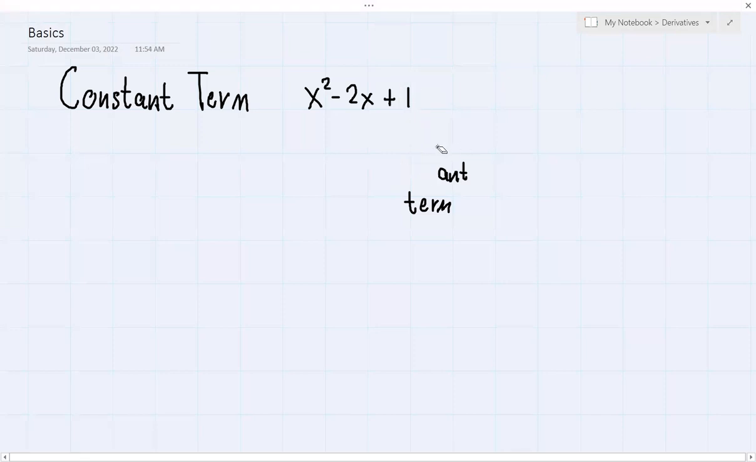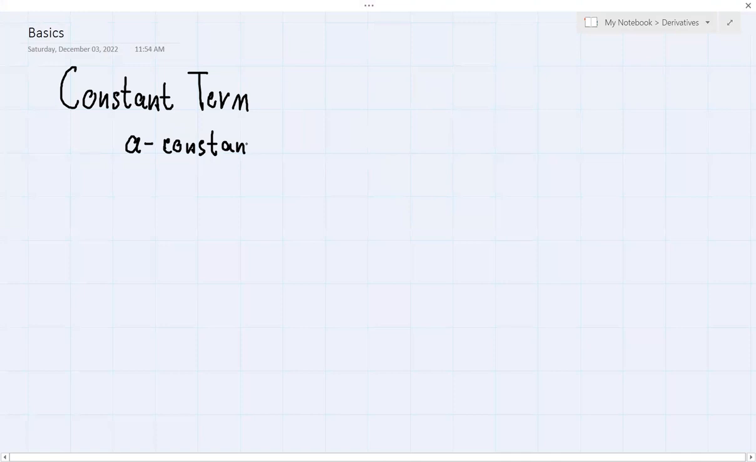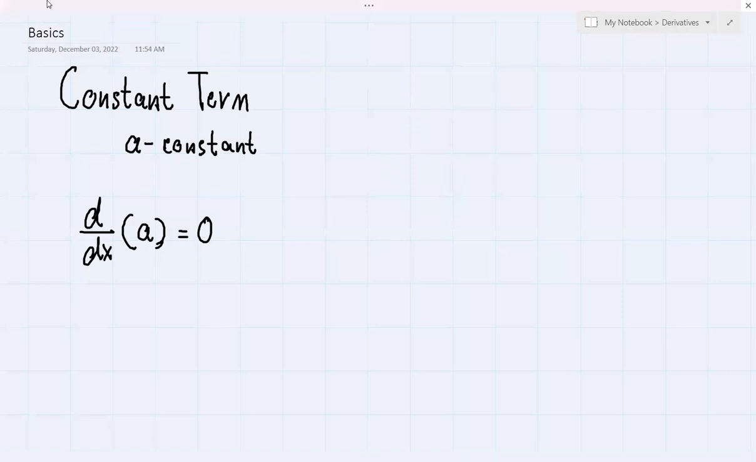So how are we going to get the derivative of a given constant term? So it's easy. So let me represent A as a constant. So, if kukunin natin yung derivative ng isang constant term, ang sagot mo dyan ay 0. Okay? Kung kukunin mo yung derivative ng isang constant term, ang sagot mo ay 0.